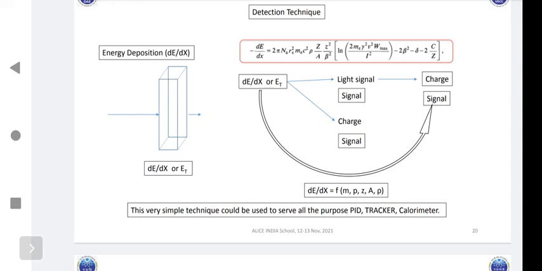This pulse has height, width, lifetime, etc. So by measuring them, you can have some information about delta E, delta X. And once you have this information, you can go back to the Bethe-Bloch formula, try to fit which particle it is matching, and get some information about its momentum or particle identity. These are the very simple methods that one can apply to build a PID type detector, tracker type detector, or calorimeter. Okay.